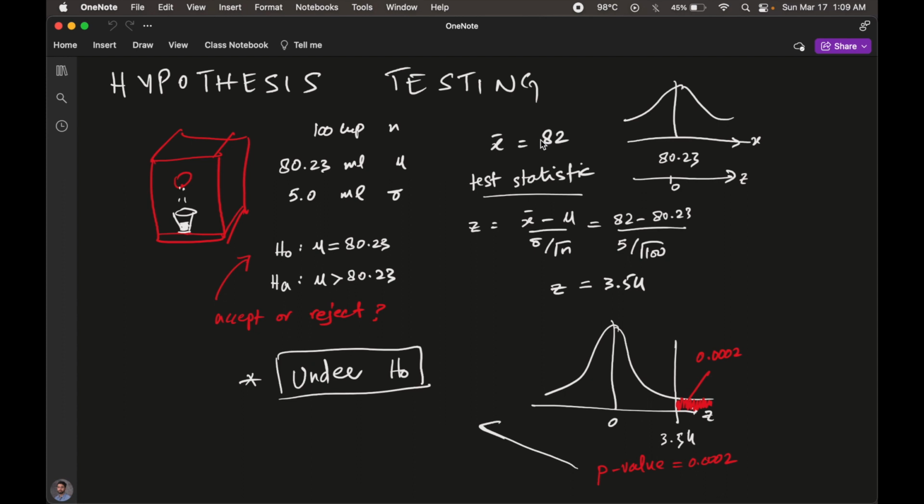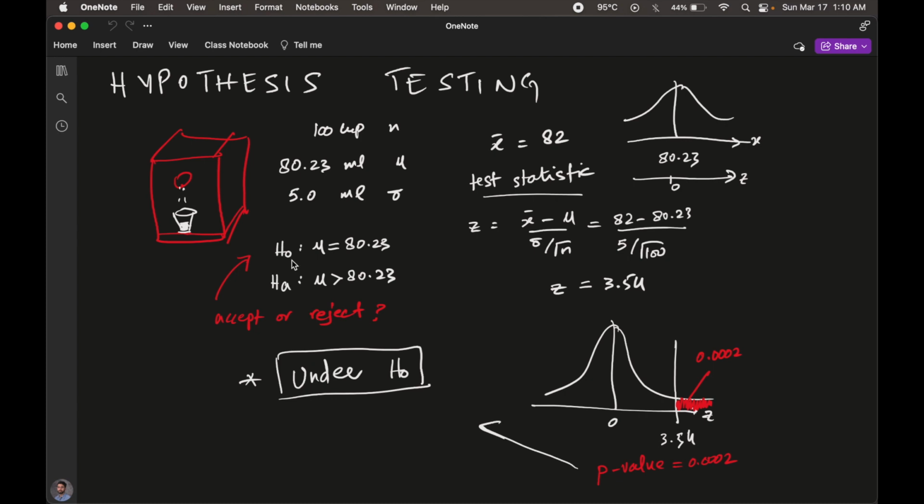The probability that this is a coincidence is so low. It's 0.0002. This probability is too small. And what that means is we cannot ignore such an important observation. This is certainly not a coincidence, because the probability of it being a coincidence is so low. And therefore, we must be alerted, we must think through, we must stop the machine. It's giving out an extra 2 milliliters on every cup on average.